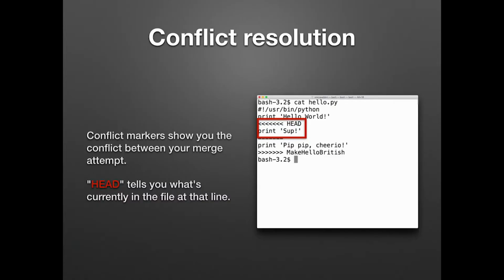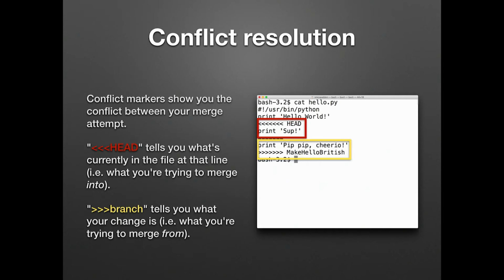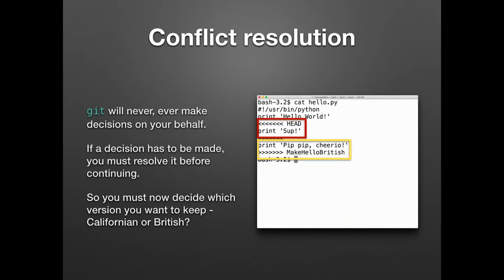HEAD tells you right here, this is what's currently on this line. As far as master is concerned, this is life. You told me to merge in this branch. This is what you're trying to merge from. Merging this into this. So now you have to decide, as the author, what to do about this. Git will not decide for you, ever. Git will stay in this interrupted, halted timeline state until you figure it out. So what do you want to do? Be California, be British?